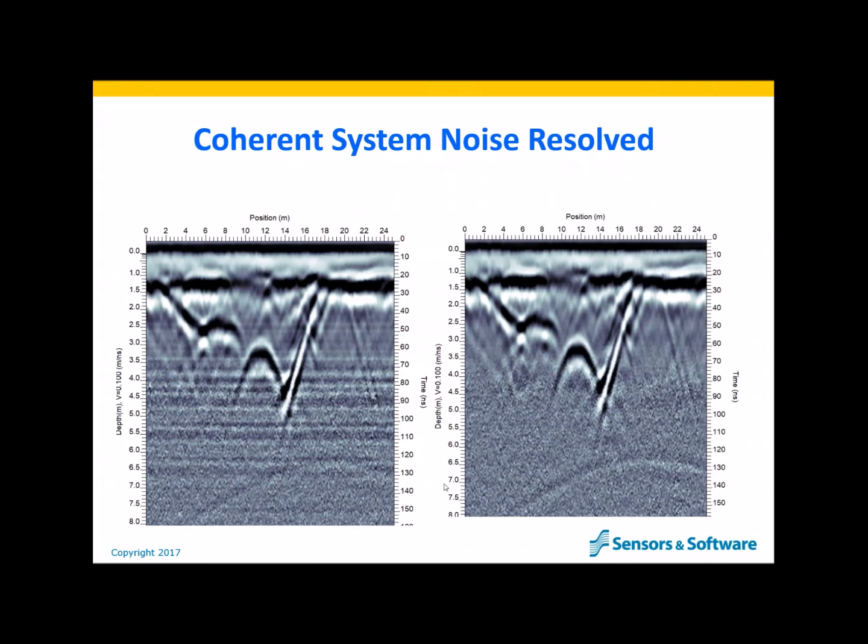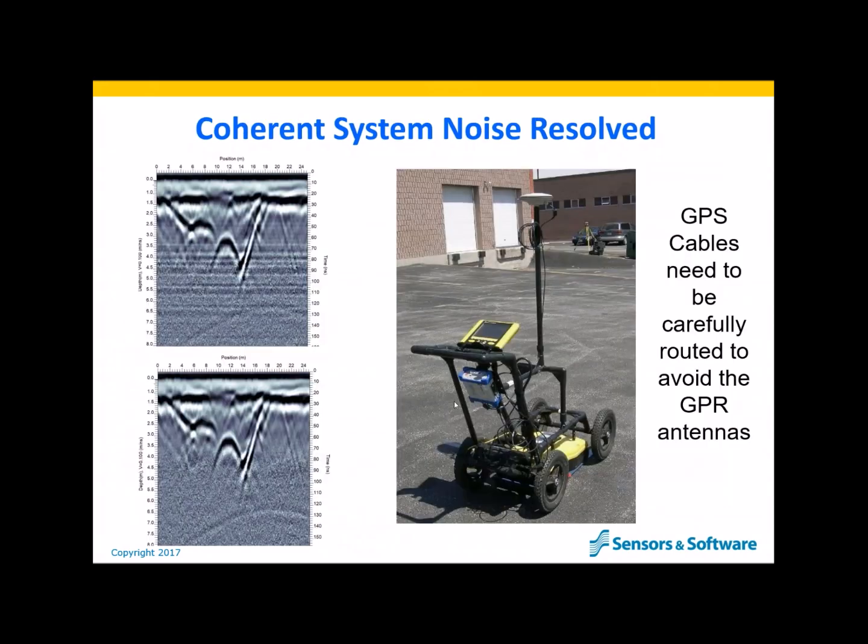Sometimes coherent system noise turns out to be something that can be easily fixed. In this example, you can see the banding on the left image. The banding is gone on the right image. It turned out to be poor placement of a GPS cable. It was picking up the GPR signal and re-radiating it. Moving it away from the GPR antennas eliminated the system noise.